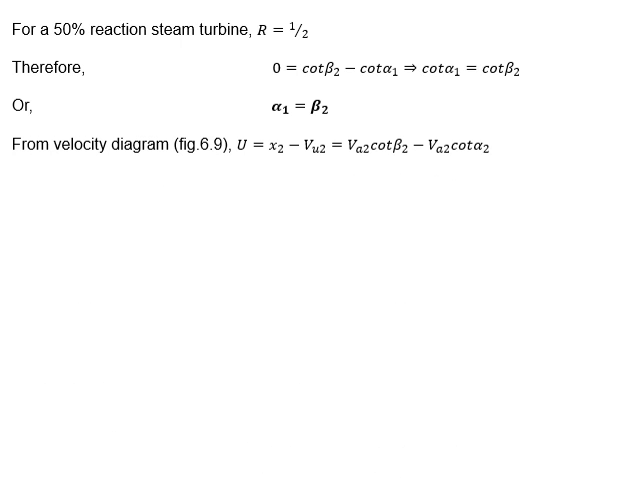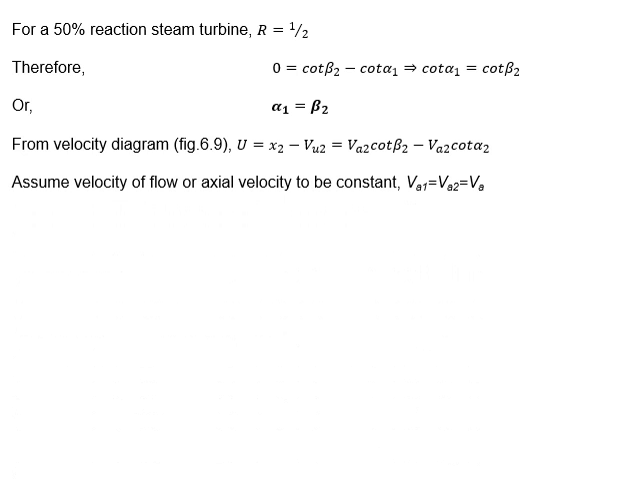From the velocity diagram 6.9, u is equal to x2 minus vu2, that is equal to V of A2 cot beta 2 minus V of A2 cot alpha 2.